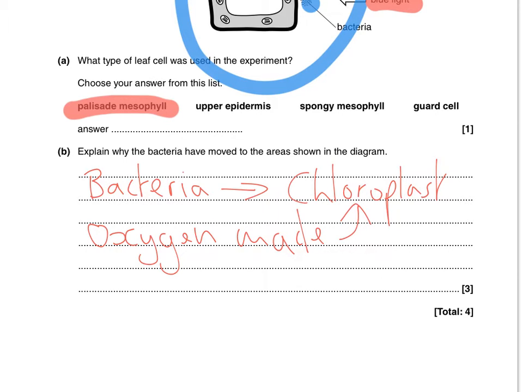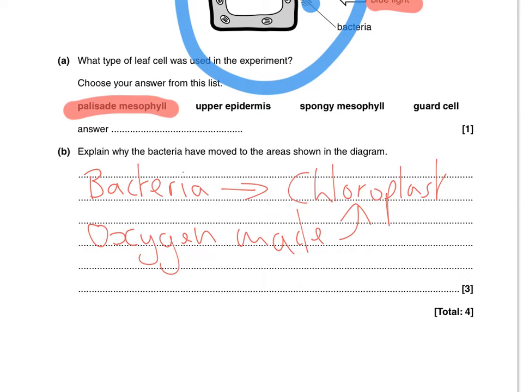You could talk about bacteria have moved to where the photosynthesis is occurring. You could also say bacteria have moved to the lit side of the cell. All of these will get you 1 mark each, up to a maximum of 2 marks. To get the 3rd mark, you need to start talking about what's happening regarding to the lights.